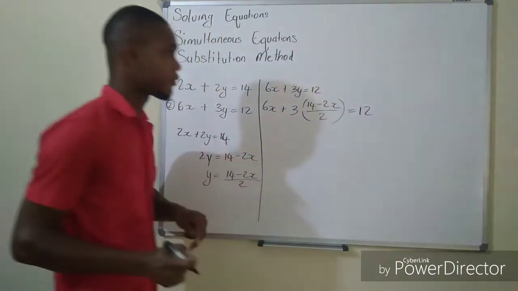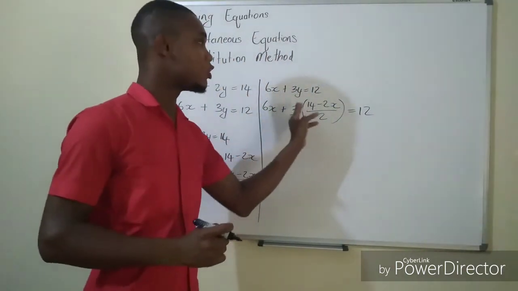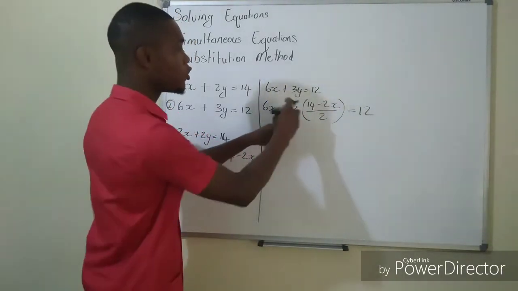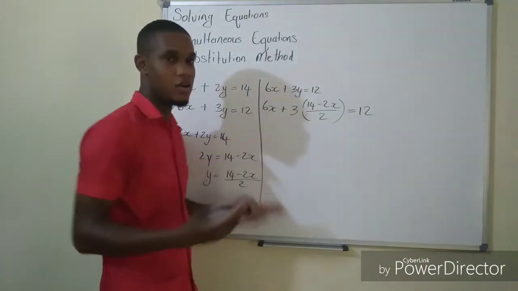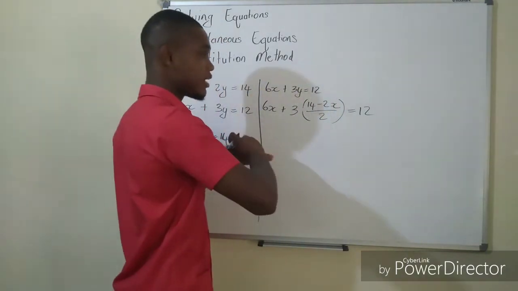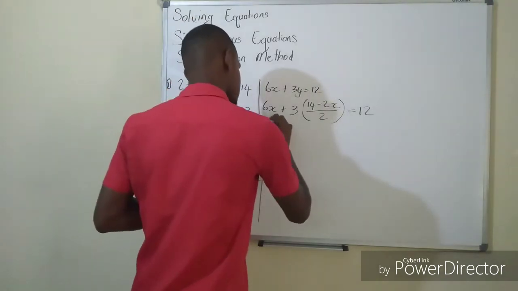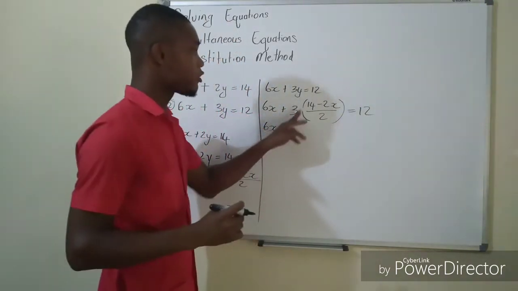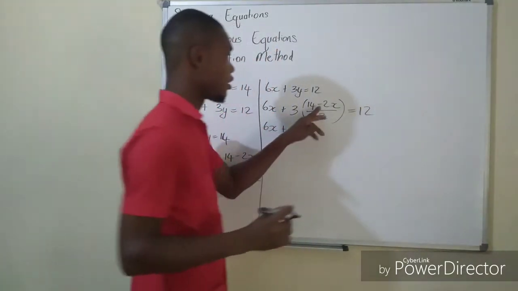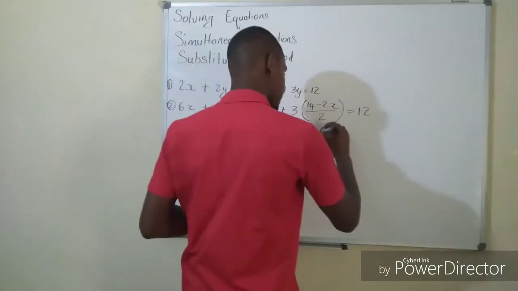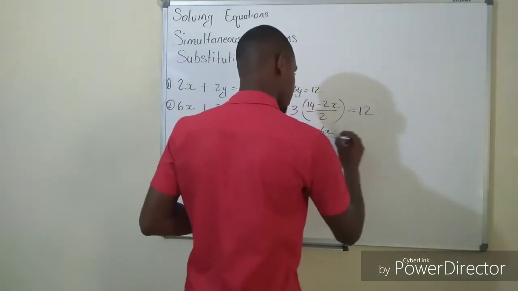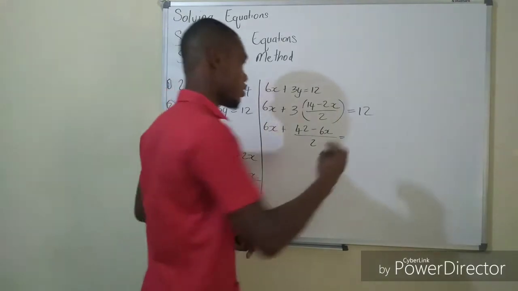equals 12. Now we are going to multiply the numerator by 3. If this was a multiple or a factor of 3, you could try to simplify it. But since 2 and 3 are not factors, you will have to just multiply the numerator of the fraction by 3 in order to get it as a linear equation. So 6x plus 3 times 14, that gives you 42, minus 3 times 2, that gives you 6, over, you put back your 2, equals 12.